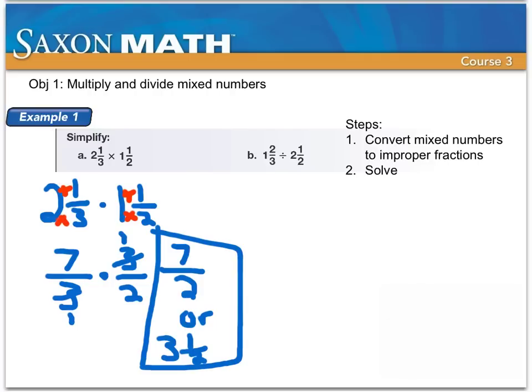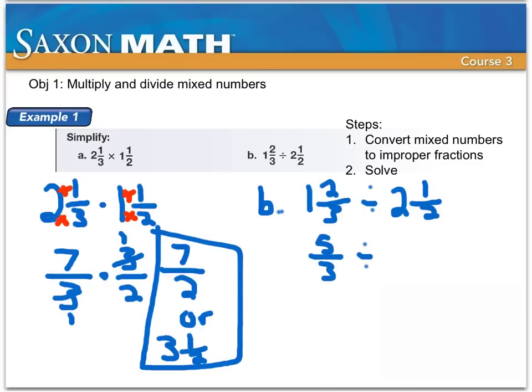For B, we can convert to a mixed number, or first rewrite the problem. First thing is to convert the mixed numbers to improper fractions. So again, times plus, 3 times 1 is 3, plus 2 is 5, over 3, divided by, and over here we got 2 times 2 is 4, plus 1 is 5, halves.